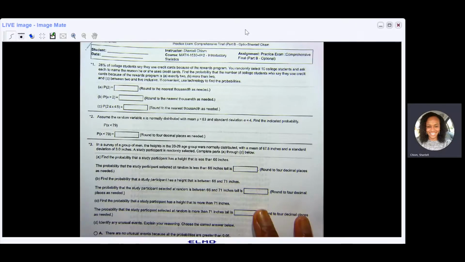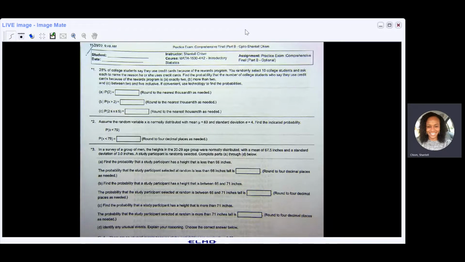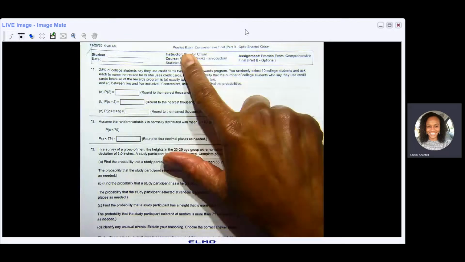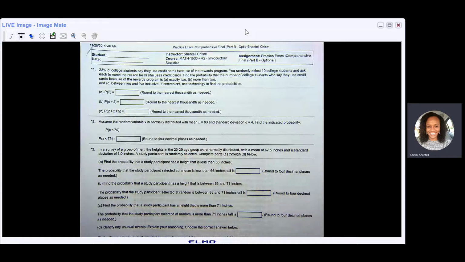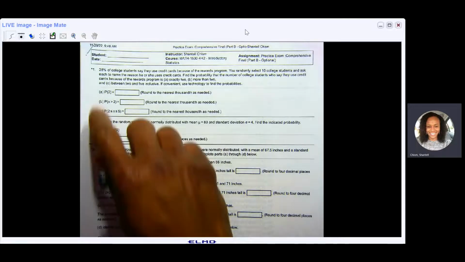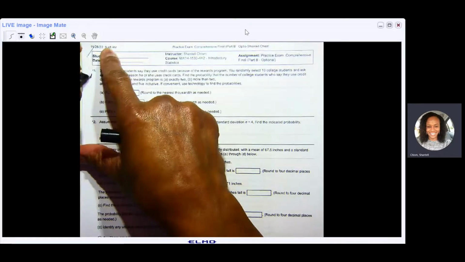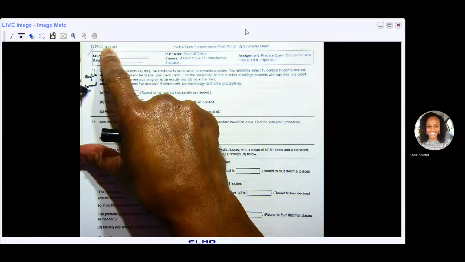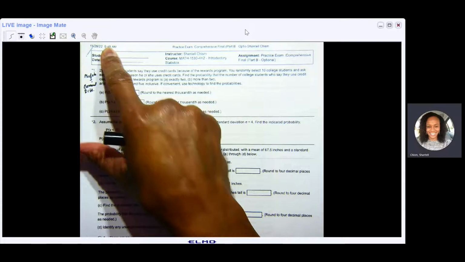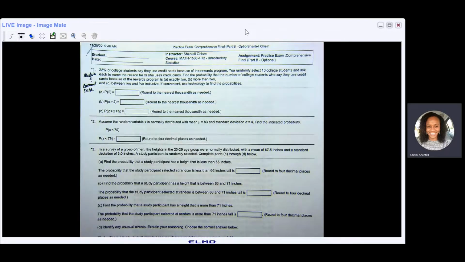All right. So here we are, number 1. Again, this is Practice Exam Comprehensive Final Part B. Number 1 is going to be a problem that comes from Module 3. If you need to go back and review this, it will focus on the binomial distribution. Because remember, we talked about 2 particular probability distributions, binomial in Module 3, and then normal distribution in Module 4.